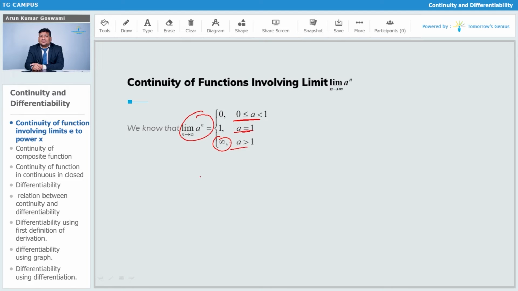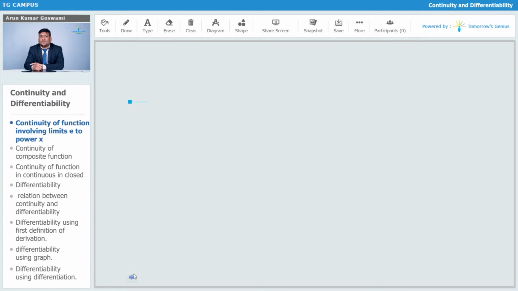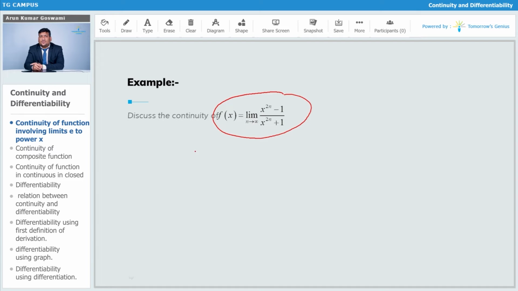Now, based on this we have one sum. Here you can see the sum is this. You can see clearly that n tends to infinity. So when we have to solve this, we know from limits that if we have a limit at infinity, we have to divide with the highest power of x. So here n tends to infinity, so I'm dividing with the highest power of x, and I'm getting this part.